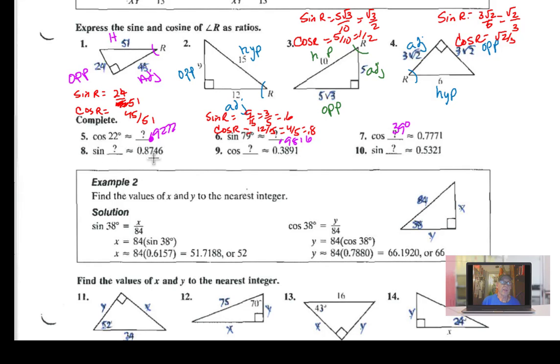Number 8, 0.8746 is a sine. 0.8746 comes out to be 61 degrees. 0.3891 is a cosine. 0.3891 cosine.